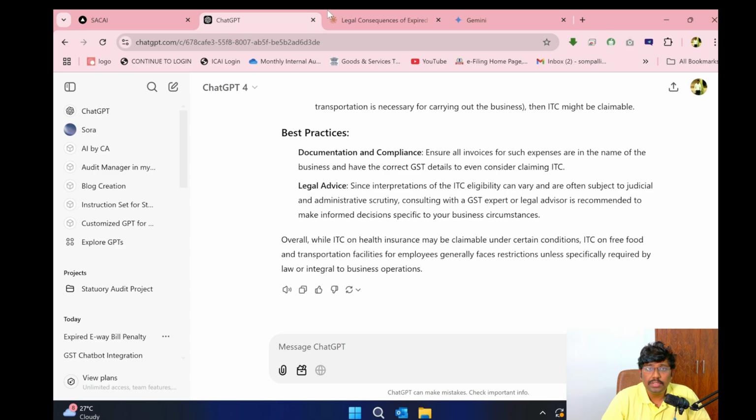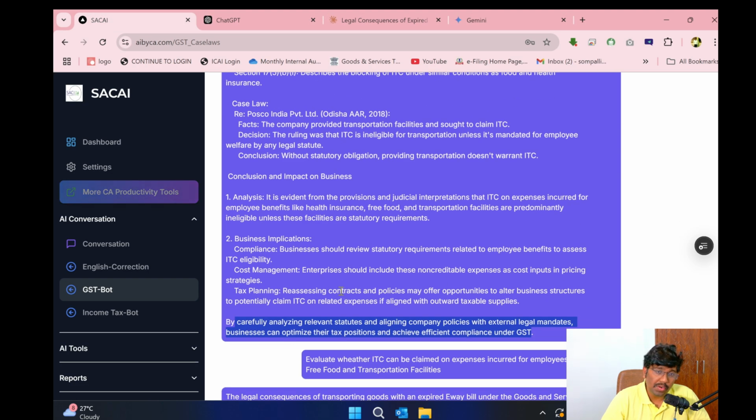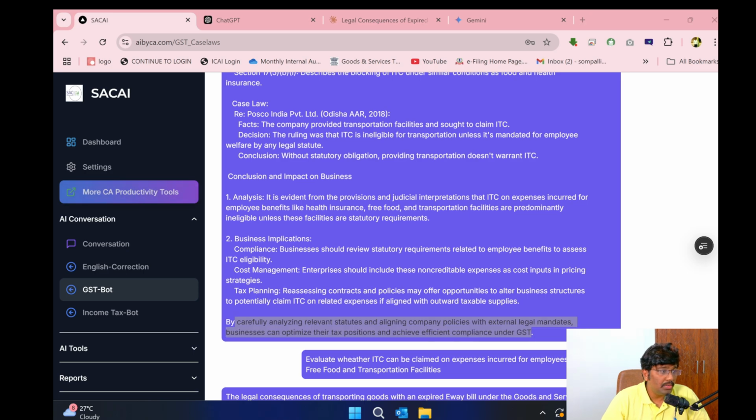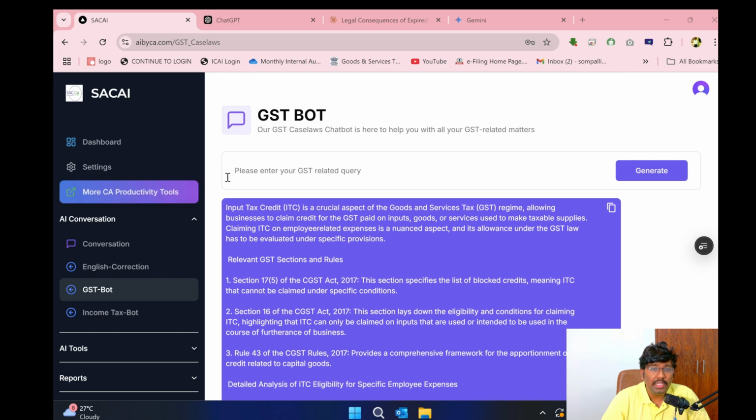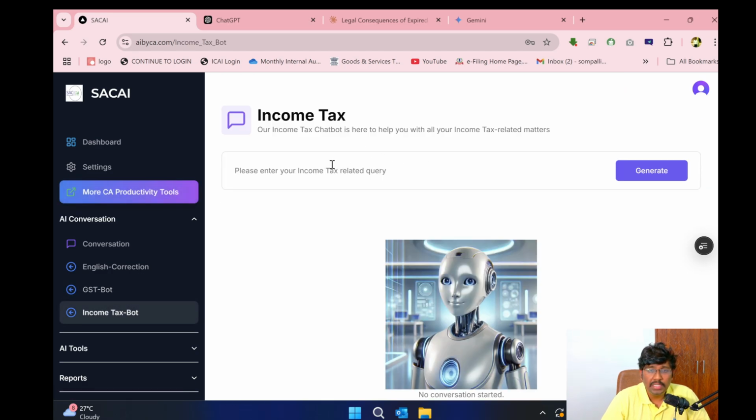Okay, so when compared to these three, this one has given a more appropriate answer on where we should look and what needs to be searched in these activities. And in case you have any GST related queries, you can totally ask in the GST bot. And when compared to the income tax bot, let's test what is section 43B.